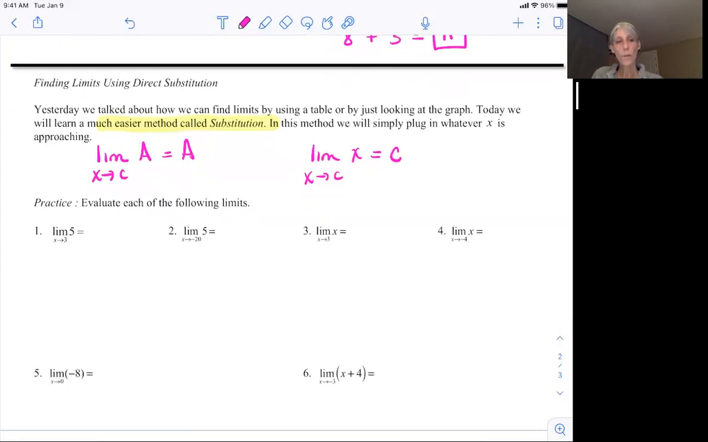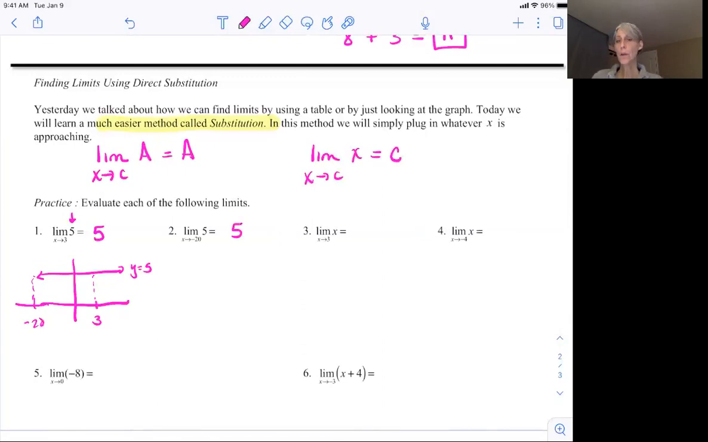So the limit as x approaches 3 of 5, well, since 5 is just a number, it's just going to be 5. And I want to stop here for one moment and think about this. This function is really just the horizontal line y equals 5. Whatever number we plug in, we're going to get 5. So when you're taking the limit of a constant, it's going to be whatever that number is. The limit as x approaches -20 of 5. Well, again, think about it. If I plug in -20, what am I going to get as my answer? 5.